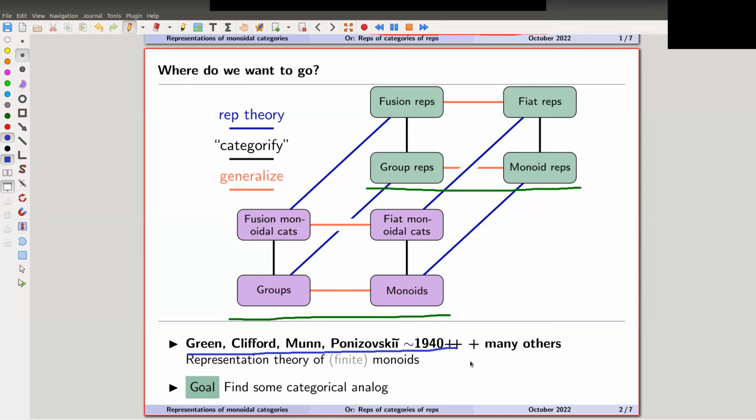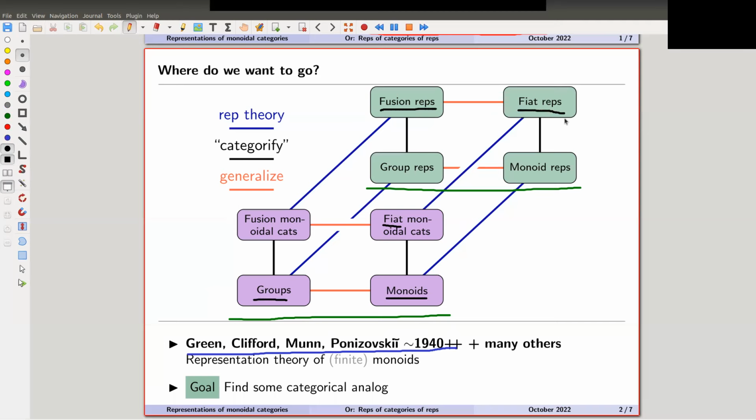We have categorifications of groups, which people call fusion categories. And we have categorifications of monoids, and I will explain to you what those are, and we call them fiat categories. We'll say in a second what the notion fiat actually means. It's a shortcut for four different words. And in the back, we would like to study the representation theory of those categories.